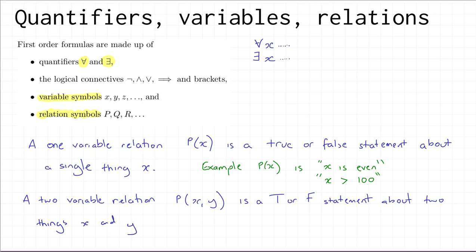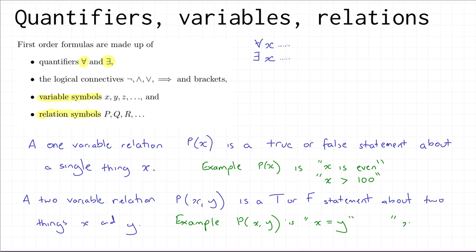And you know lots of examples of two variable relations. For example, we might take P of x, y being the relation x is equal to y. That's a true or false statement about two things, x and y. Either they're equal or they're not. So this is true or false.